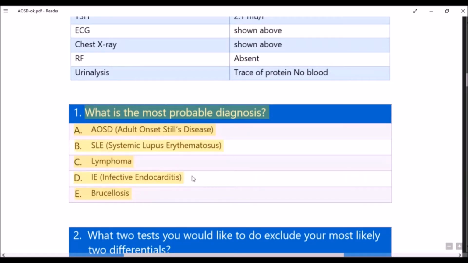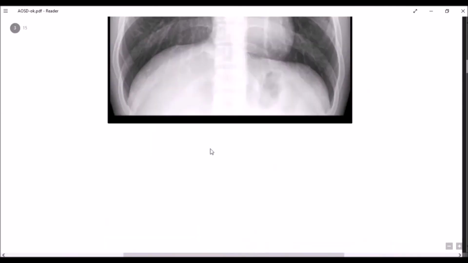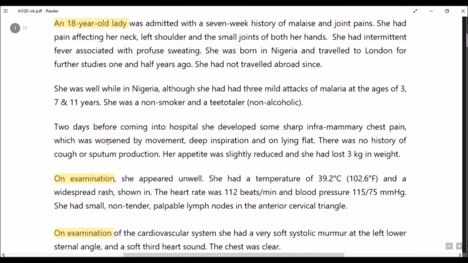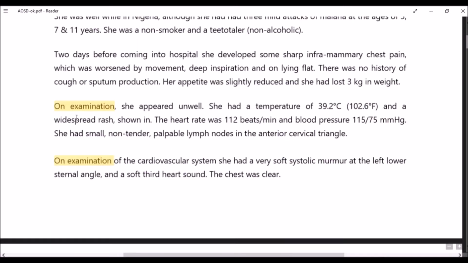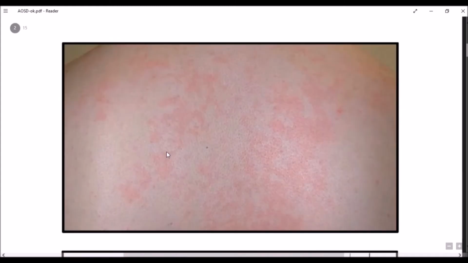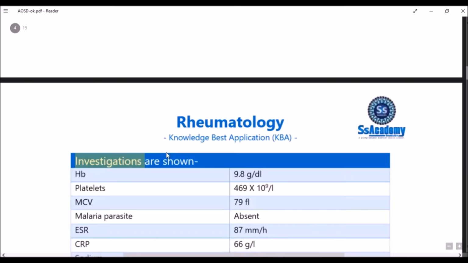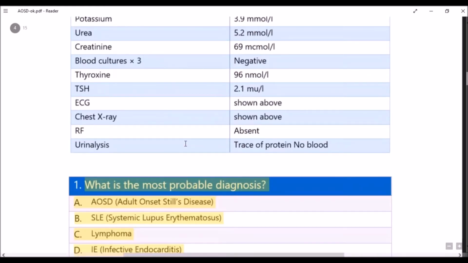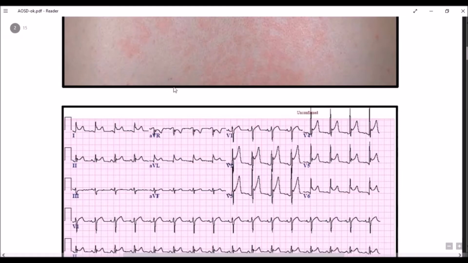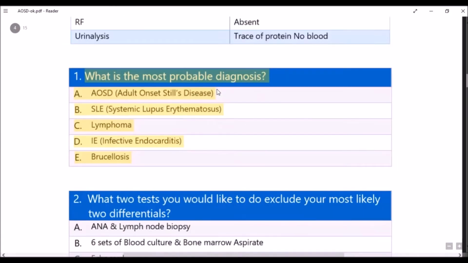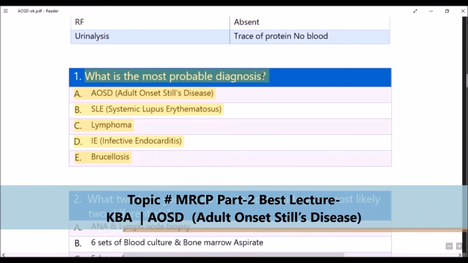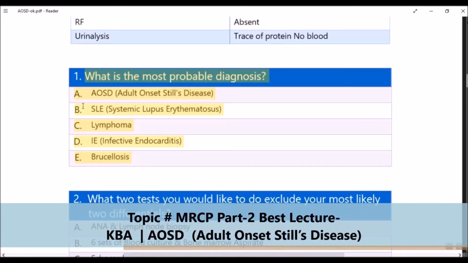So if you divide the questions that we'll face in our exams, my dear, the first part is the history, the important parts of the history. The second part is the examination findings. The third part I usually call the investigations, meaning the data. The fourth part is maybe the photography. Not all questions will have photography, but some will. The fifth part is the main question, my dear. And last but not least, the answer options, which is the sixth part.